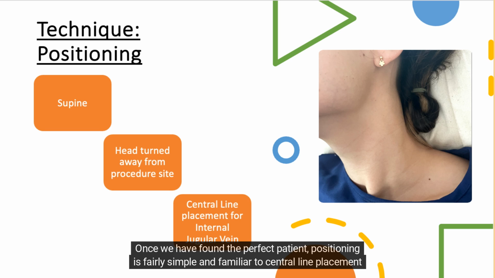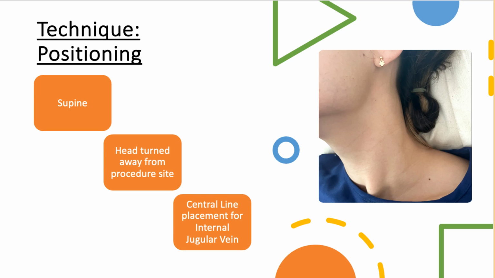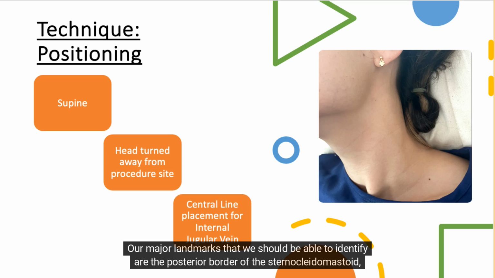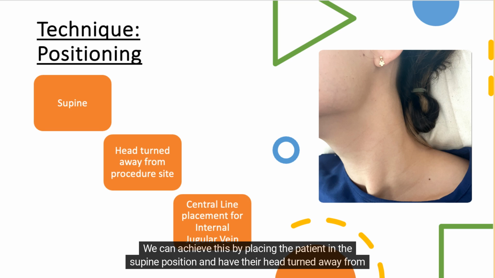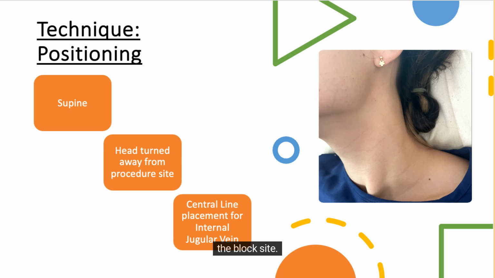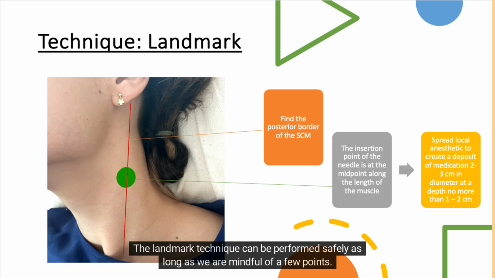Once we have found the perfect patient, positioning is fairly simple and familiar to central line placement in the internal jugular veins. Our major landmarks that we should be able to identify are the posterior border of the sternocleidomastoid, the mastoid process, and the clavicle. We can achieve this by placing the patient in the supine position and have their head turned away from the block site. The landmark technique can be performed safely as long as we are mindful of a few points.